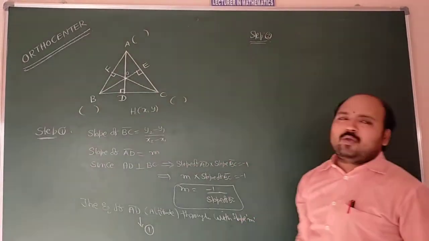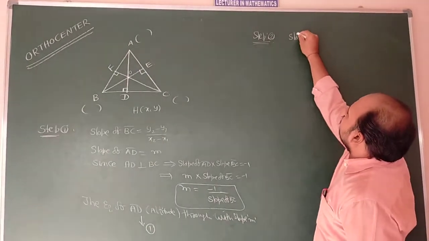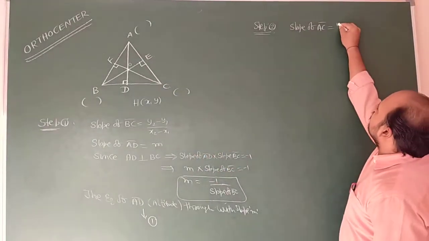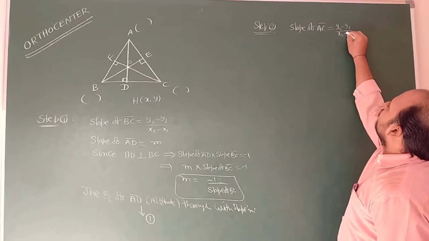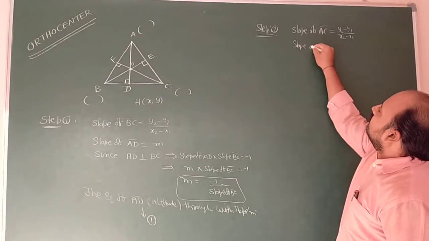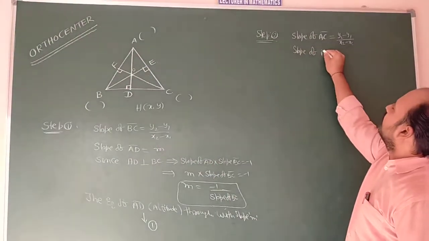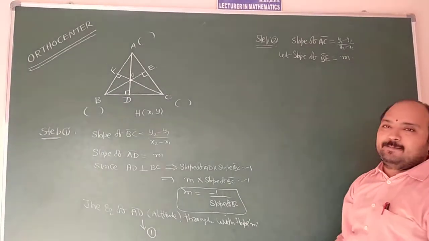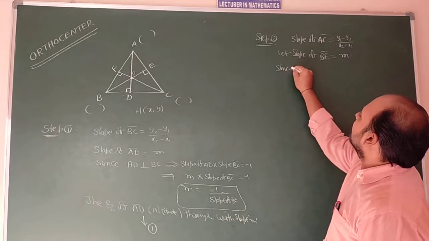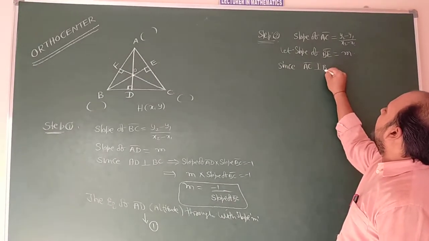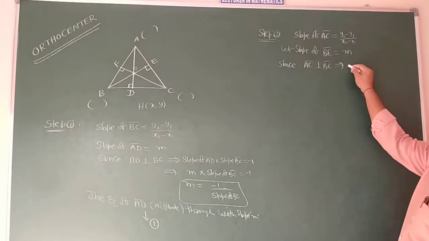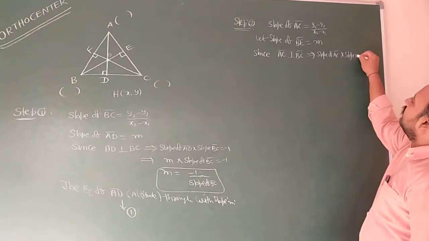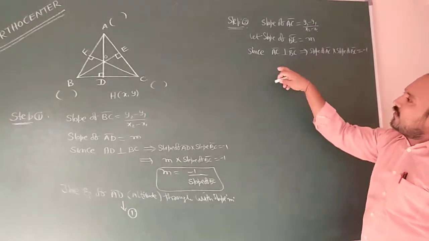slope of AC you can calculate. Slope of AC is equal to, again, y2 minus y1 by x2 minus x1. By using that formula we can calculate some value. The slope of this BE, we have to assume as M. We don't know it, so we are assuming M. Since AC is perpendicular to BE, the product of the two slopes, slope of AC into slope of BE, is equal to -1. I want the slope of BE.